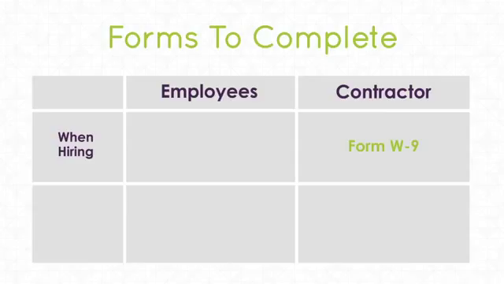If a contractor does not want to give you their social security number, they can get an employer identification number, abbreviated EIN, easily online and provide you with that number instead. See our applicable video for details on how to apply. If you hire employees, have them complete Form W-4, Employee's Withholding Allowance Certificate.